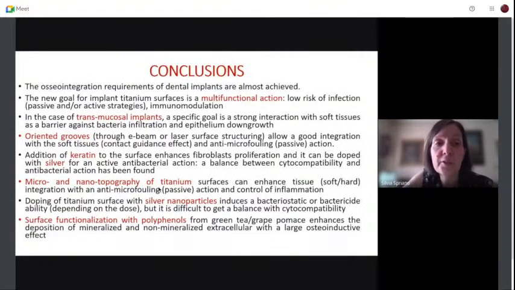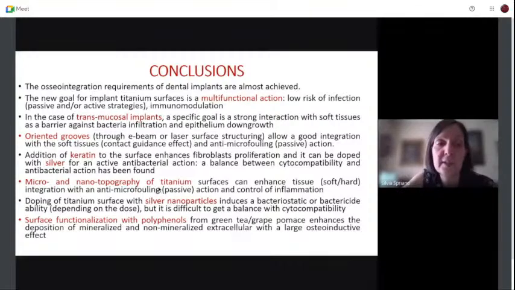The osseointegration requirements of dental implants are almost achieved, but the new goal for implant titanium surfaces is a multifunctional action. That means as first osseointegration ability and then low risk of infection and immunomodulation. In the case of transmucosal implants, a specific goal is a strong interaction with soft tissues as a barrier against bacterial infiltration and epithelium downgrowth.